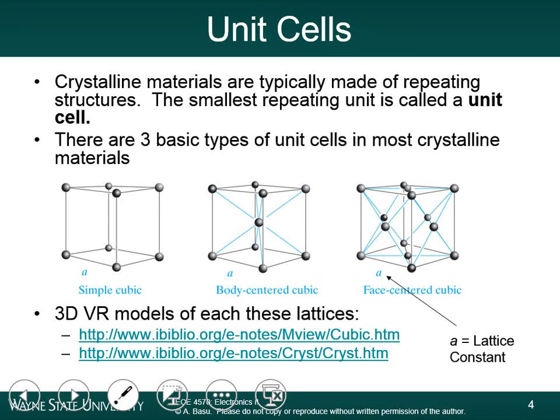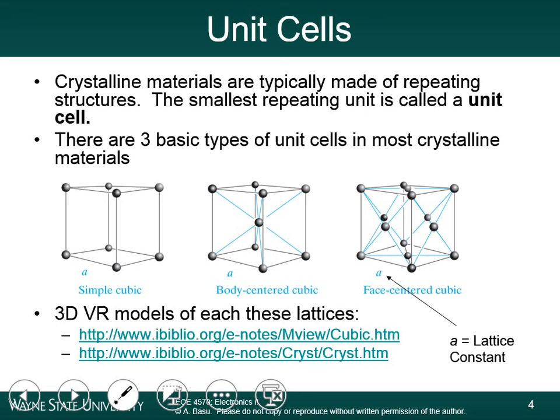Just a little bit of background on unit cells. Crystalline materials are typically made up of repeating structures called unit cells. There are three basic types of unit cells in crystalline materials, and these are shown below here. There's the simple cubic, the body-centered cubic, and the face-centered cubic.